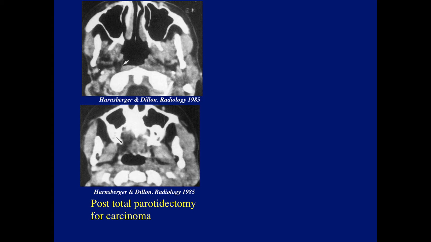Okay, this patient had a total parotidectomy for carcinoma. What are the abnormalities here? What are the arrows pointing to? This arrow and that arrow. Correct. It's fat. That's very good. But what structures are involved?